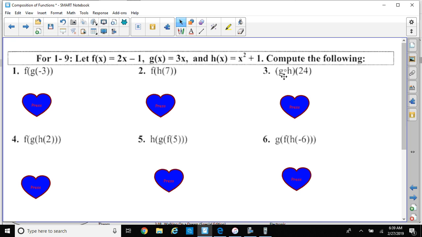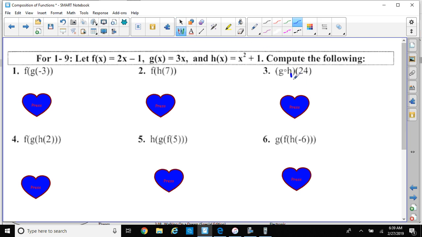So g of h of x, or g of h of 24, sorry. So we're going to work on this one. We're going to work backwards on this one. So backwards, yes, because we're working our way inside out. So let's get a pen and work backwards.